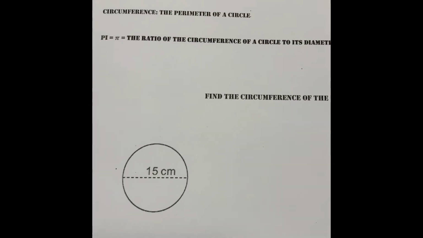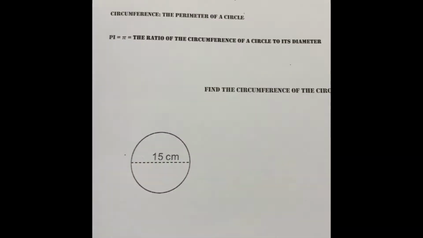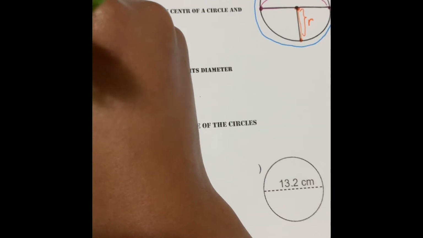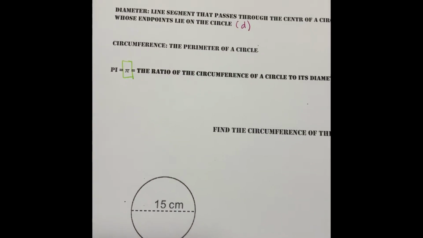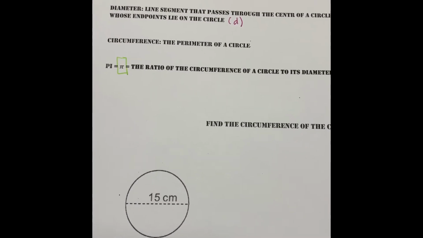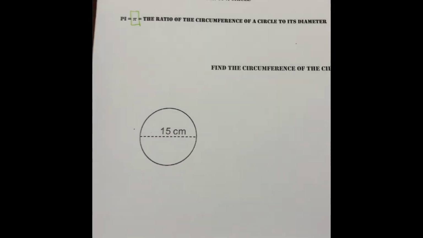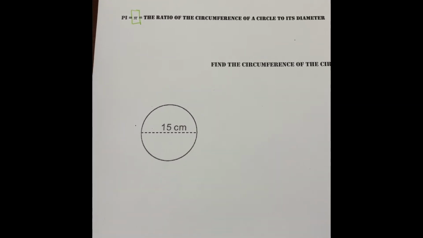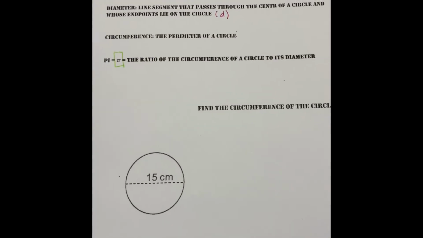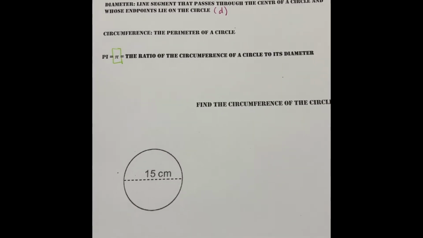Okay. And then pi. It is the ratio, which is pi is denoted by this symbol here. Okay. It is the ratio of the circumference of a circle to its diameter. So because it's a ratio, that means the diameter and the circumference are proportional. They have a proportional relationship. All circles are proportional based on the diameter and the circumference.